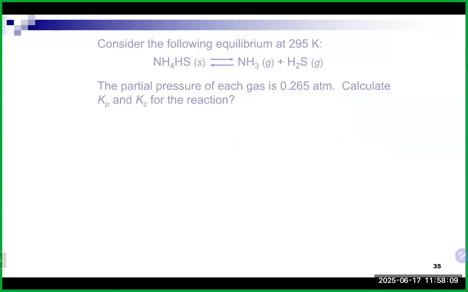All right, so let's try one here. Consider the following equilibrium. The partial pressure of each gas here is 0.265 atmospheres. Calculate the Kp and Kc for this reaction at 295 Kelvin. So see what you come up with here. Take a few moments.